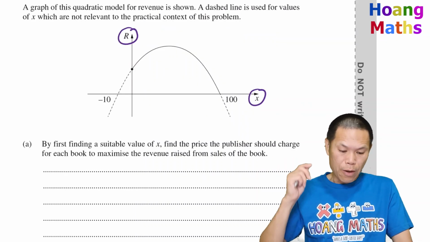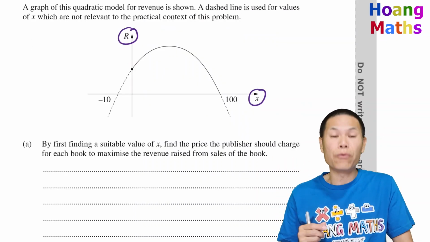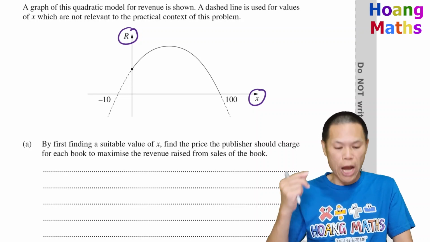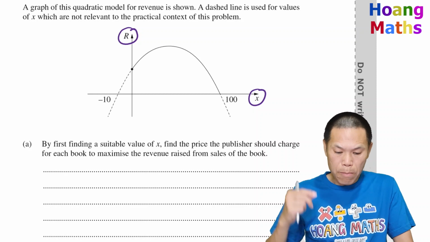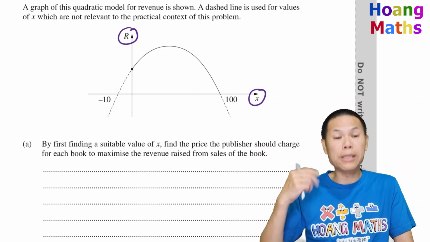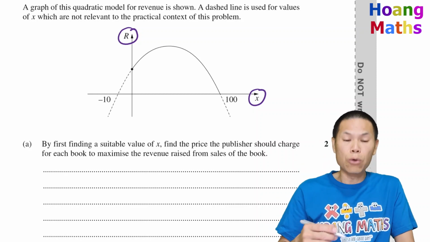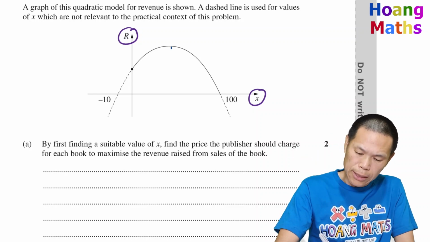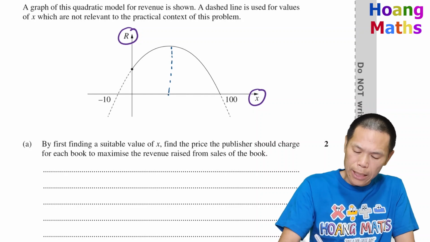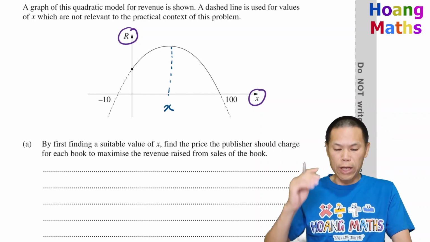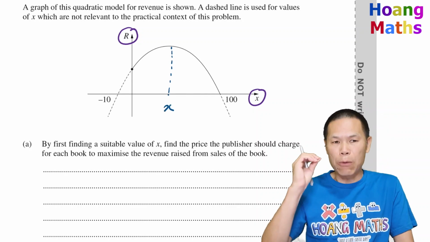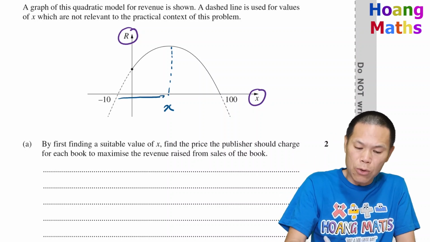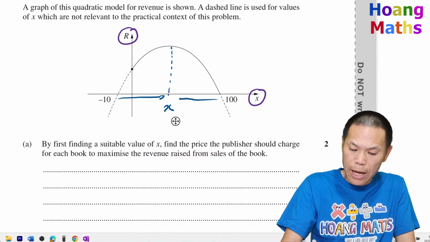Part A. By first finding a suitable value of x, find the price the publisher should charge for each book to maximize the revenue raised from sales of the book. So we know that to have maximum revenue, it is here. Okay, so this is the x we need to find, when the revenue is maximum. And we know the graph is symmetrical. So therefore x is in the middle of negative 10 and 100.